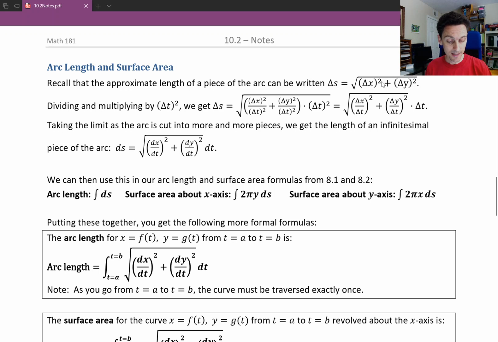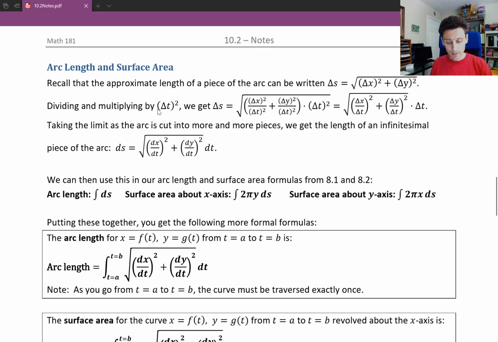That was a little triangle that we made where delta x was one leg, delta y was the other leg, and delta s represented the hypotenuse of that little triangle. So this is just the Pythagorean theorem. So that delta s represented the length of a very small piece of the arc.